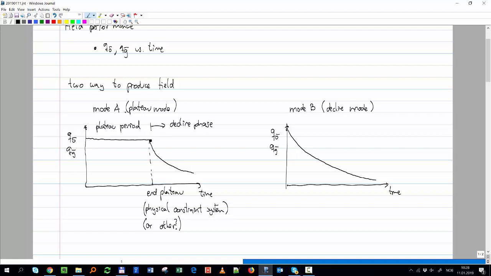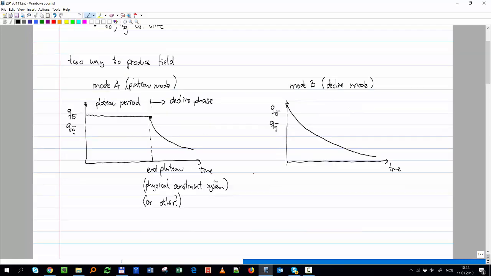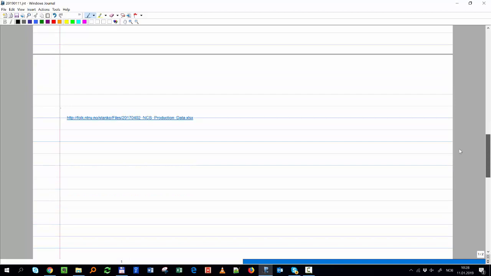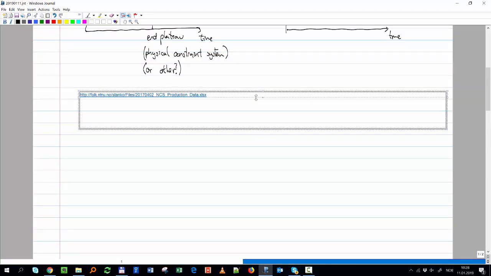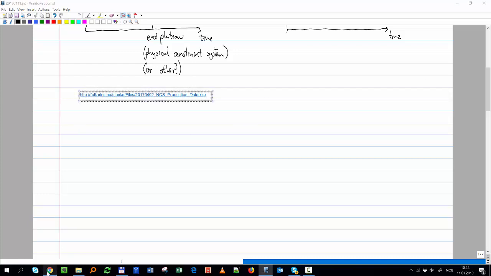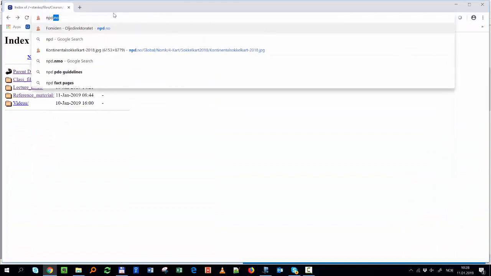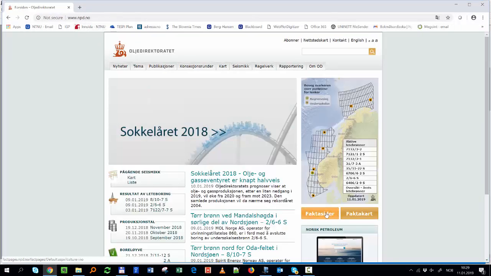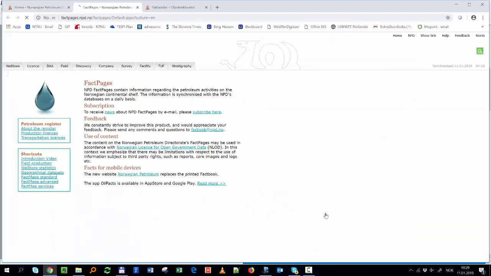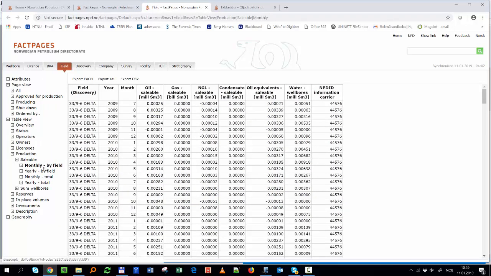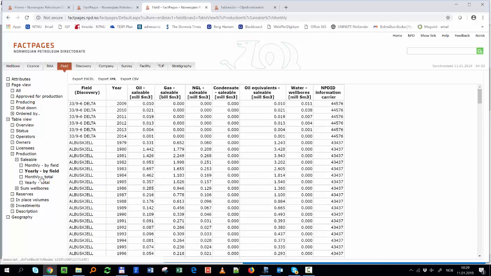Now, be aware, the profile of a field doesn't look so nice, never. Remember the website I told you about yesterday, the NPD. Let's go to this website I showed you yesterday. They are very open. I think it's the FACT pages, let's put it in English. You go inside field production and you get all the production of every field, by month, by year, everything is open. How much is produced by that field?